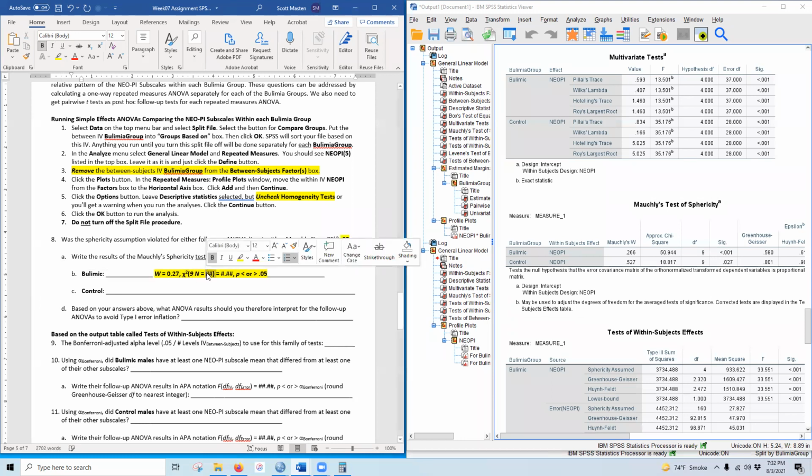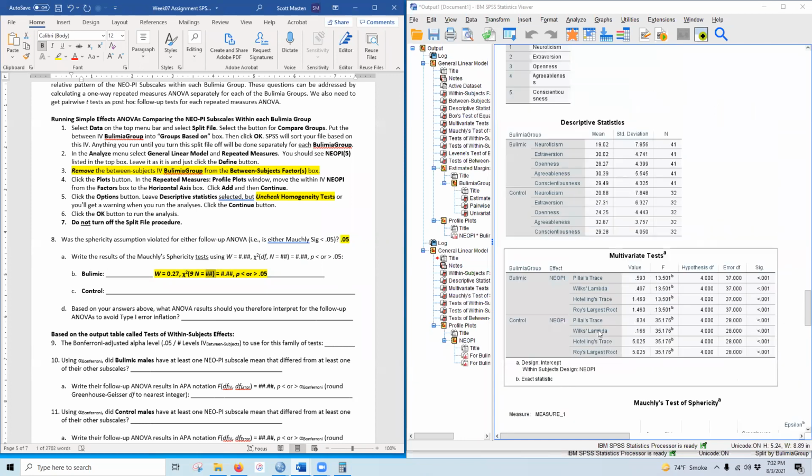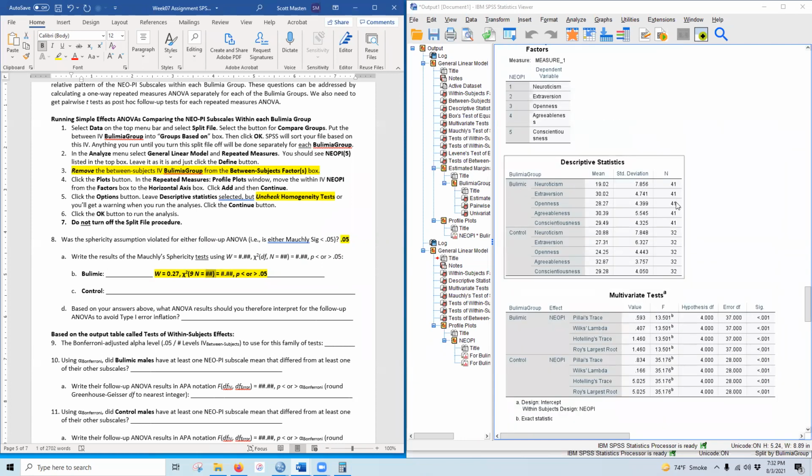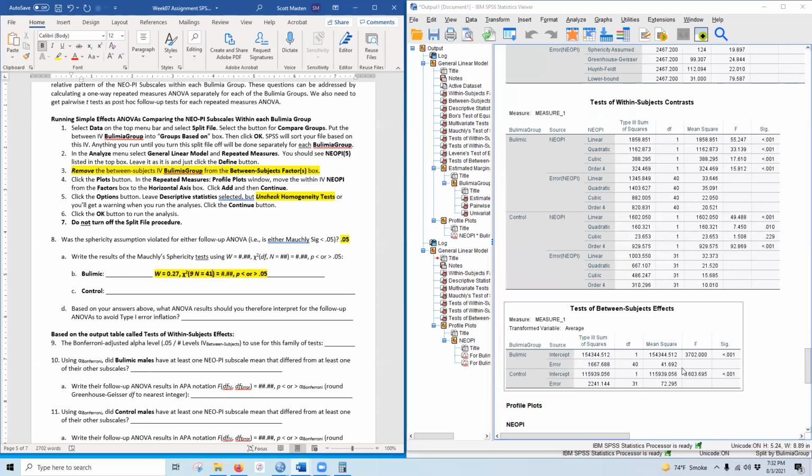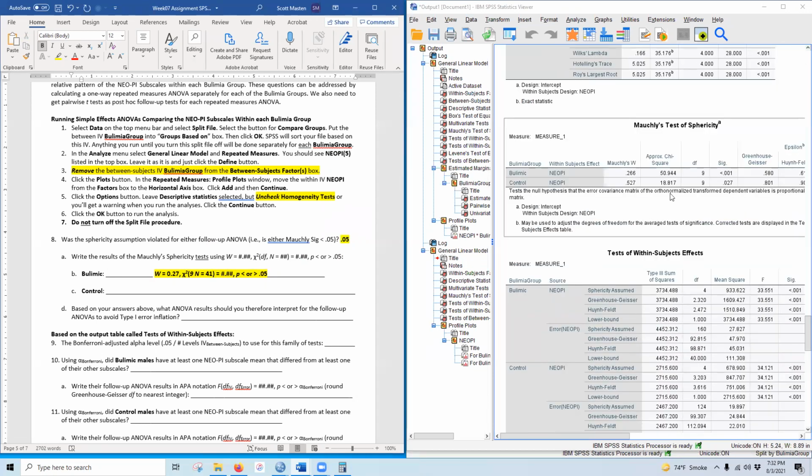Our N. Where do we get that? What's our N? What's our number of bulimic males? Where are we getting that? Up here. Bulimic, there was 41 total of them. So this number right here is 41. Our chi-square is 50.94, and our P is definitely less than 0.05.